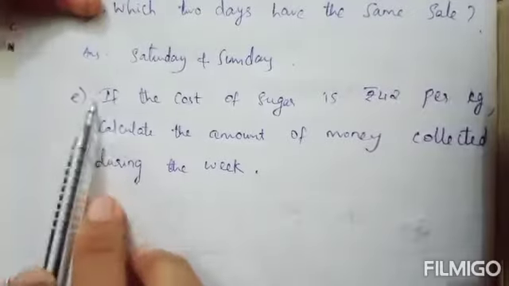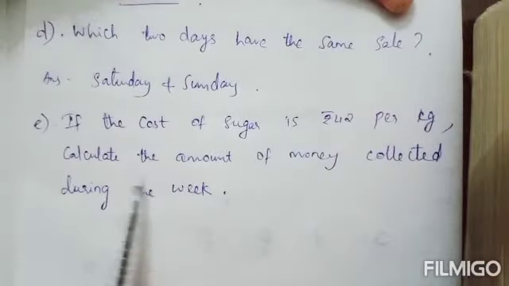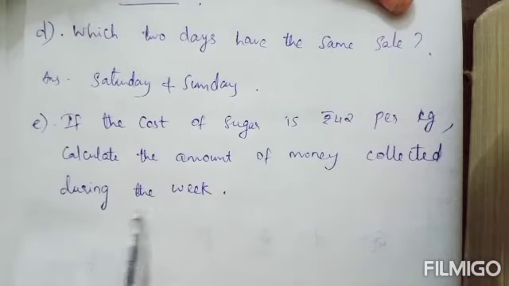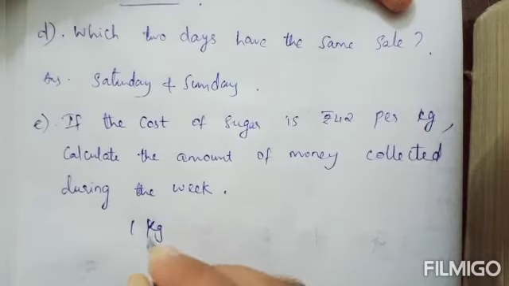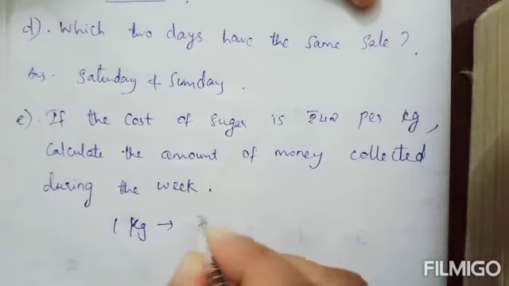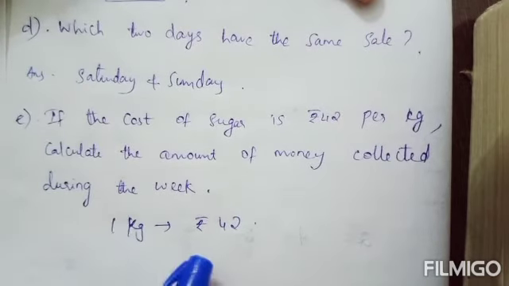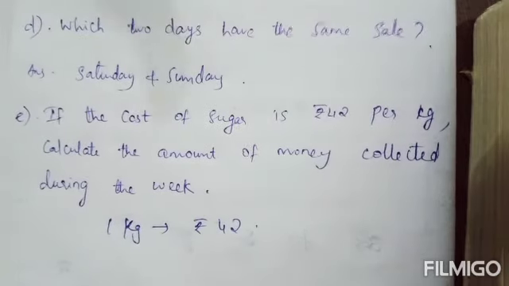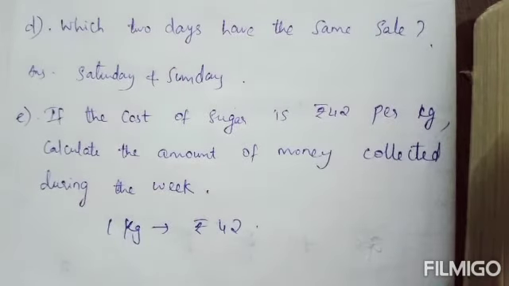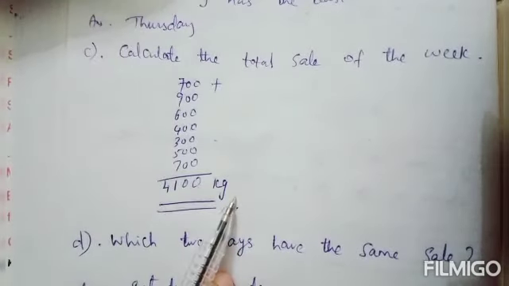Next, E. If the cost of sugar is rupees 42 per kilogram, calculate the amount of money collected during the week. So for 1 kilogram of sugar, how many rupees is given? Rupees 42. For 1 kilogram of sugar the cost is rupees 42. What is the total money collected during the week? During that week, how many kilograms of sugar were sold? That we found here, 4100 kilogram.